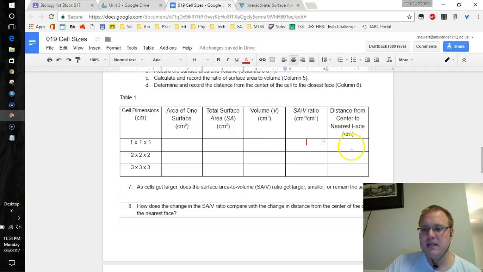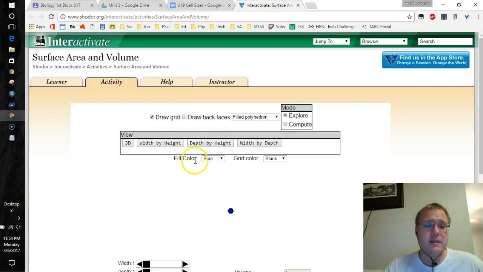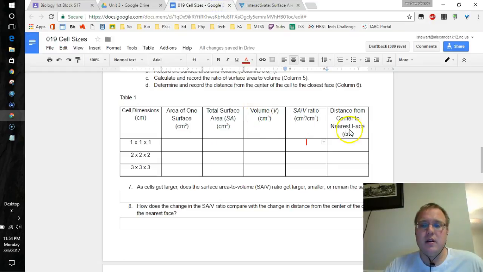And the distance from the center to the nearest face of something is going to be the radius. So half of one side is going to be the distance there. On this one, it was going to be half a centimeter. On this one, it would be 1 centimeter. On this one, it would be 1.5 centimeters. And so that's how you would fill that out.